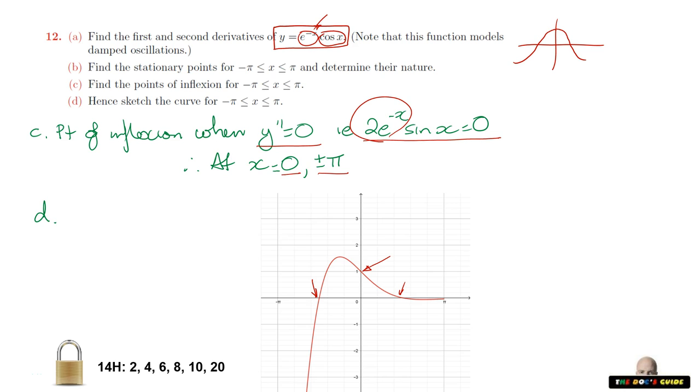Our turning points were at pi on 4, this point, and 3 pi on 4, so this point. This one was a maximum, this one was a minimum. We would get those values by putting back into our original equation, which is horrible enough. And then what happens after that is that we've got our point of inflection at 0. So when x equals 0, this curve switches from being concave down here to concave up here. And we've said plus and minus pi as well.